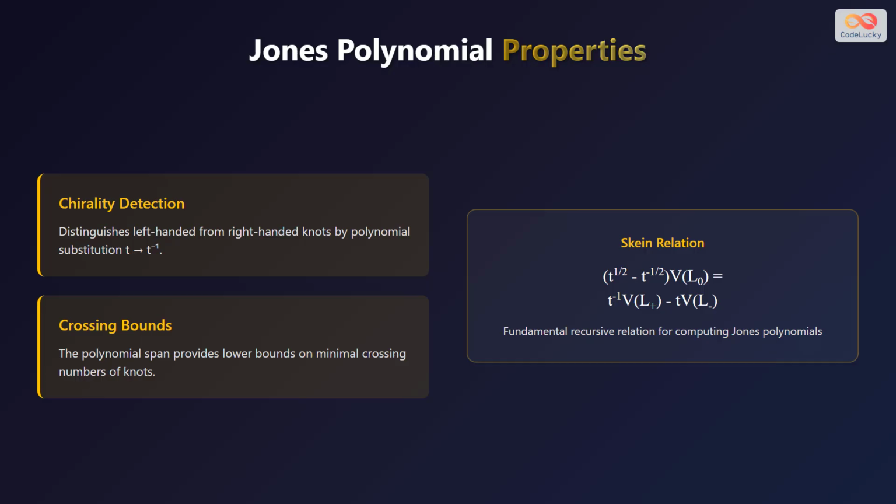The skein relation is expressed as follows: (t^(1/2) - t^(-1/2)) v(L_0) = t^(-1) v(L_+) - t v(L_-).